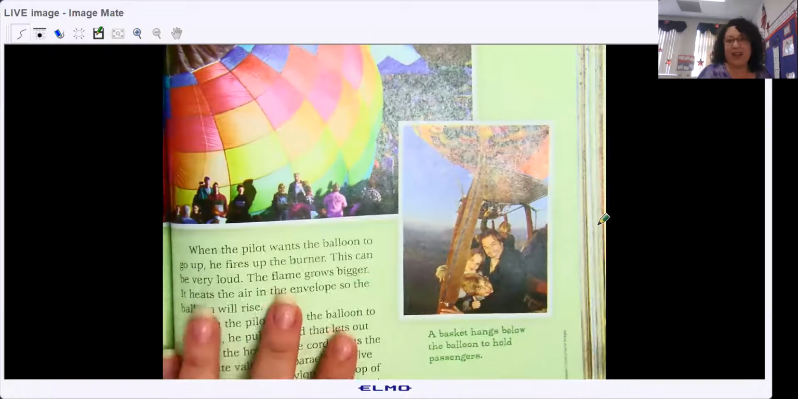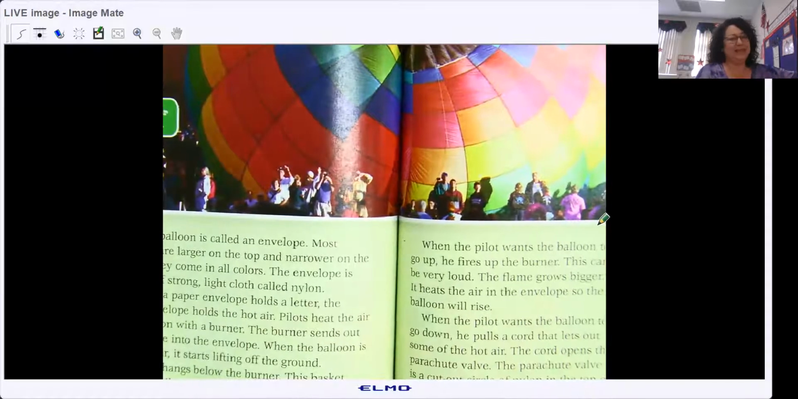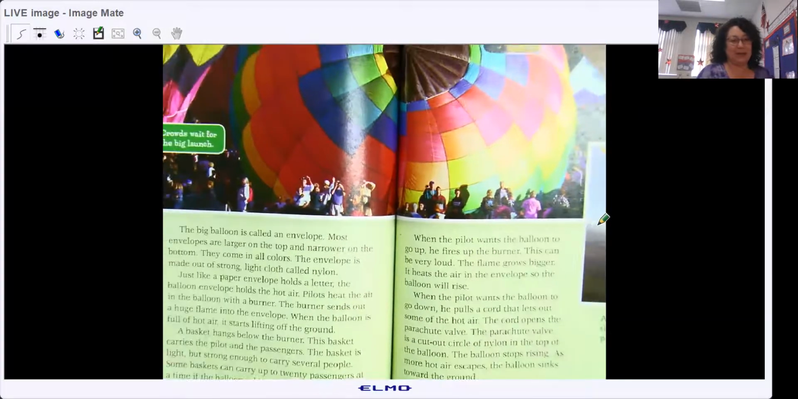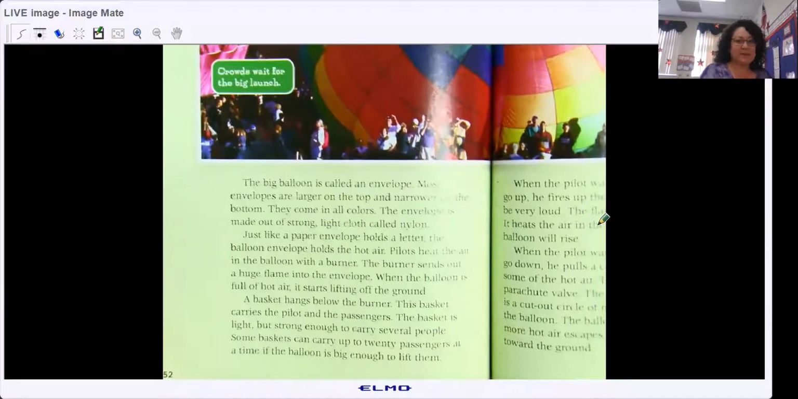I'm pretty fun and I like to take some risks and live on the edge and stuff, but I don't think I would be able to handle a hot air balloon. I did go skydiving before, so I should be able to do it, but I don't know.